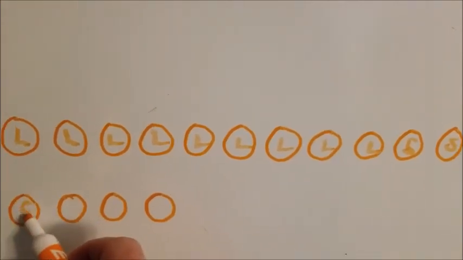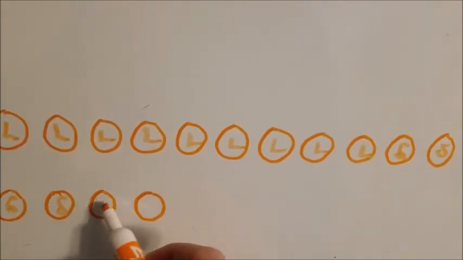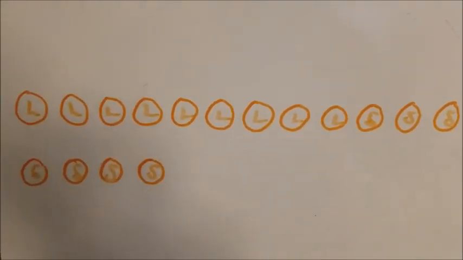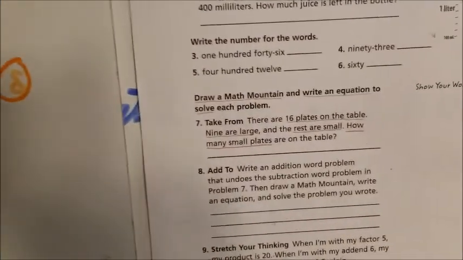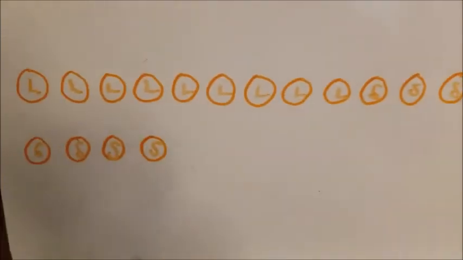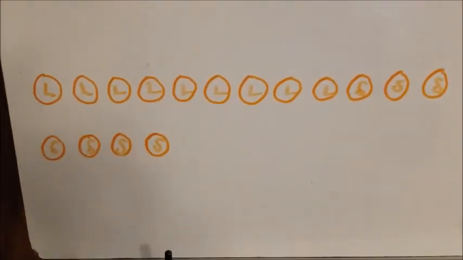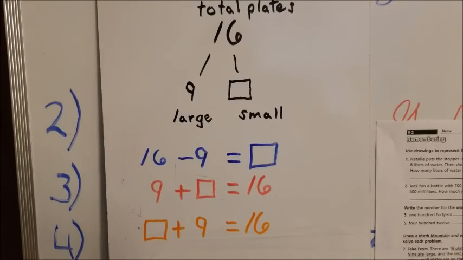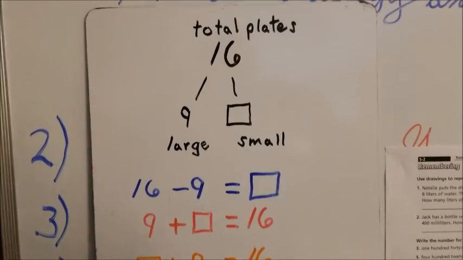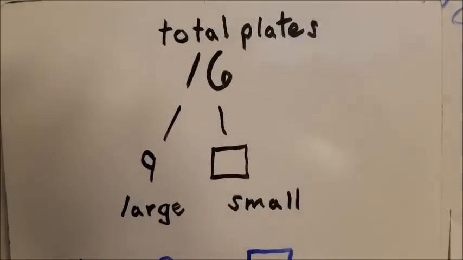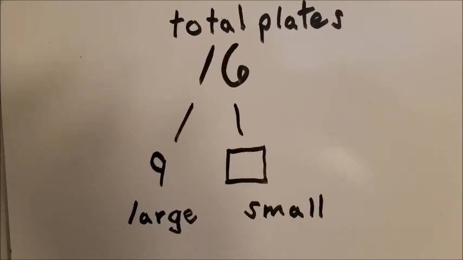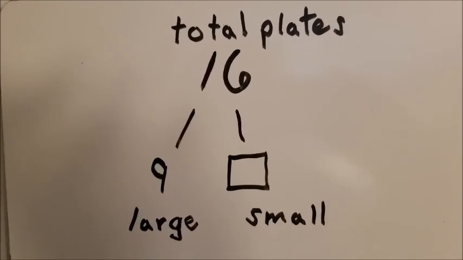A few more. Okay, so those are the small ones, but what are we supposed to do? How many small plates? Boy, I wonder what we could do to figure that out. Let's continue on and see if we can figure out the rest of this problem. Now, some people love the math mountain technique. Look at that. You start off with a total of 16 plates. You have 9, so the rest have to be small.